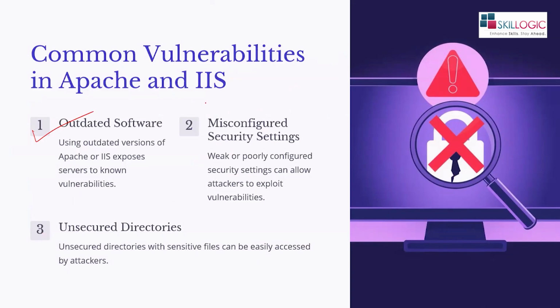The next one, misconfigured security settings. Weak or poorly configured security settings can allow attackers to exploit vulnerabilities. And the next, unsecured directories. Unsecured directories with sensitive files can be easily accessed by attackers. If you have unsecured directories, they can use Google dorks to find those directories and find sensitive information in them.